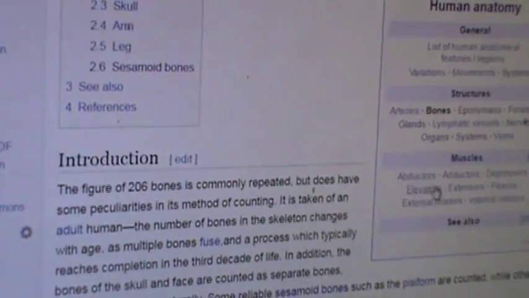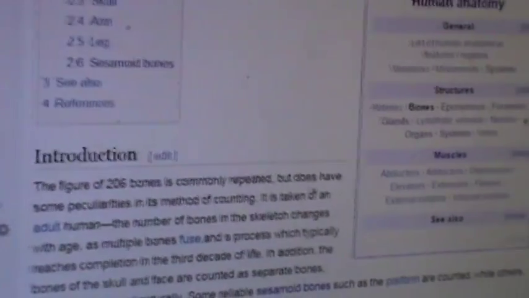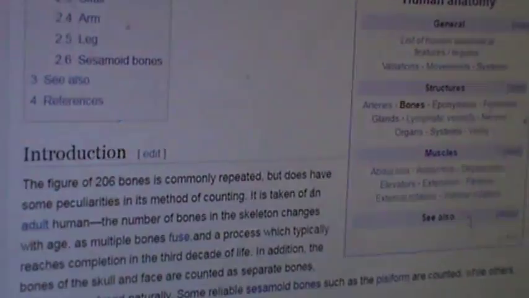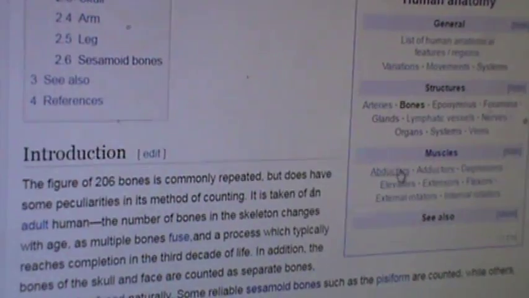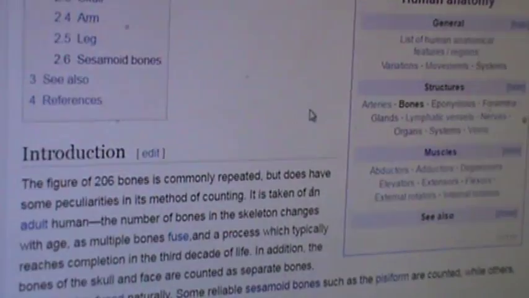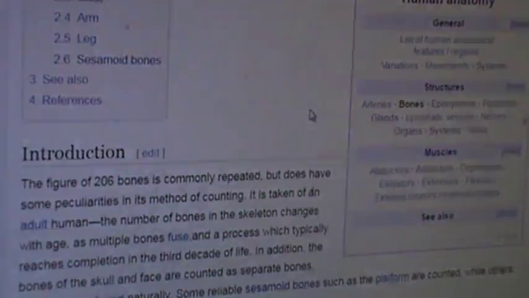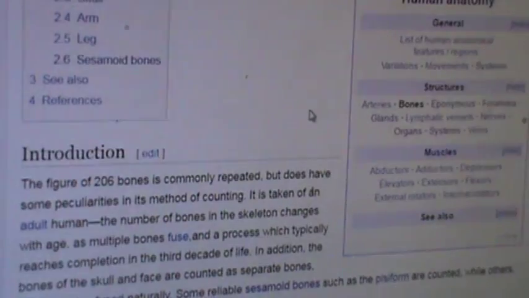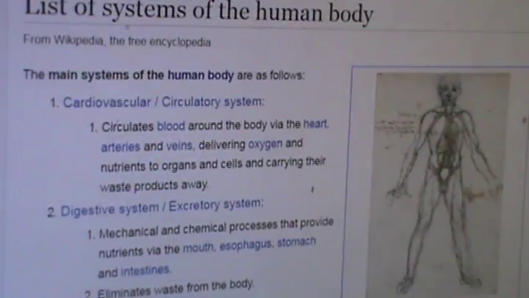Muscles are so cool because they're always in pairs. Like as I look at the listing here on Wikipedia, you got abductors, adductors, depressors, elevators, extensors, flexors. Pretty cool. And there'll be a lot of Christ Father combos in that. You know, the one balancing the other, the one and the two.